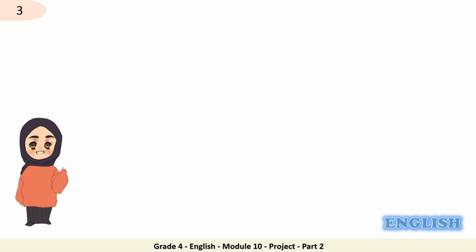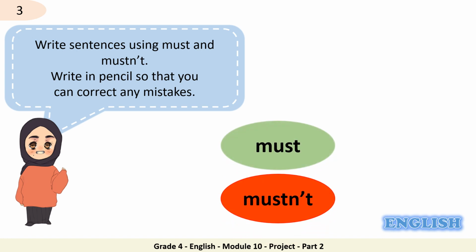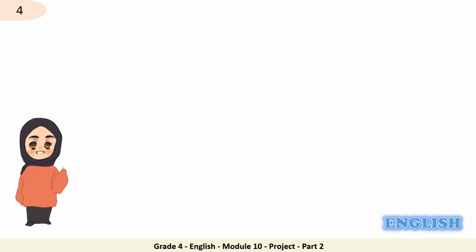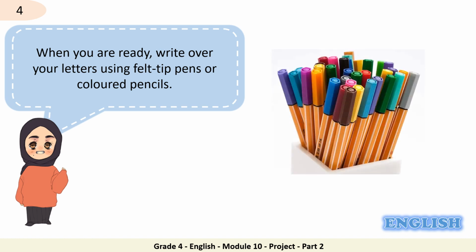Now let's move to the third step. Write sentences using must and mustn't. Write in pencil so that you can correct any mistakes. As for the fourth and the final step, when you are ready, write over your letters using felt tip pens or colored pencils.